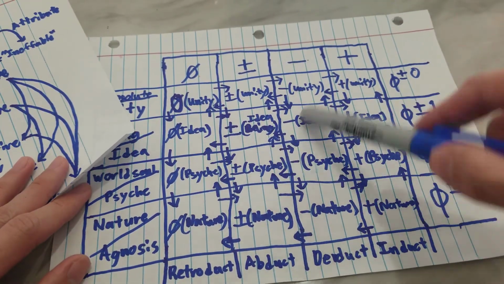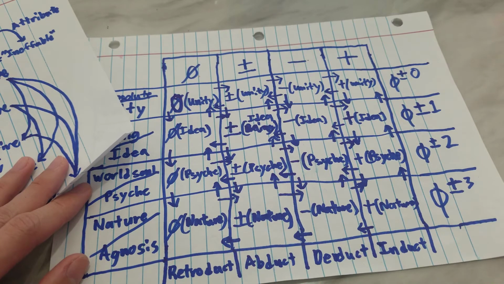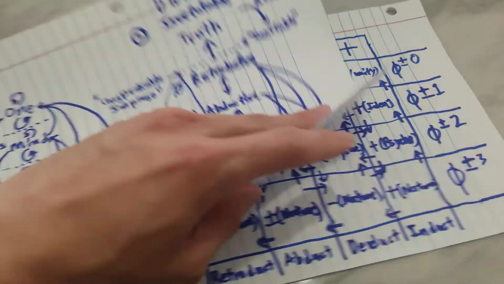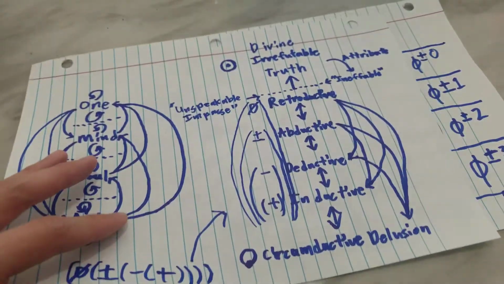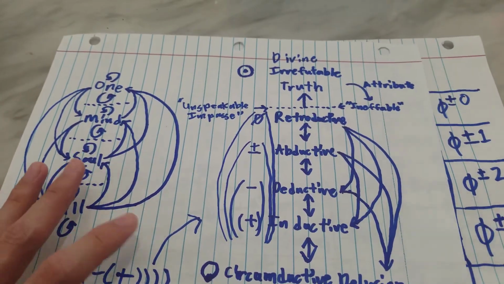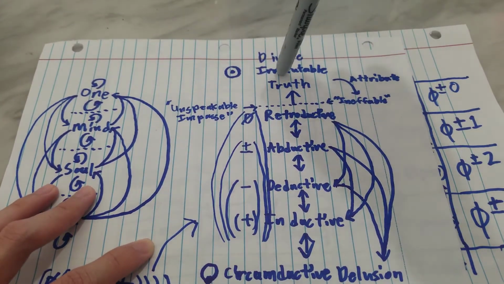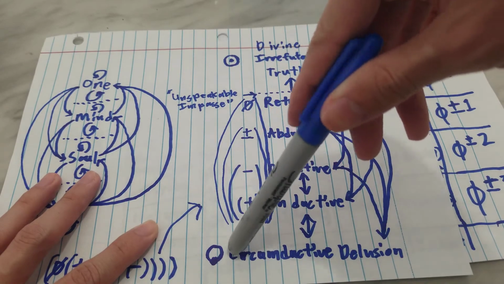So instead of 16, there'll be 32. But anyways, I just wanted to get into this symbolism.